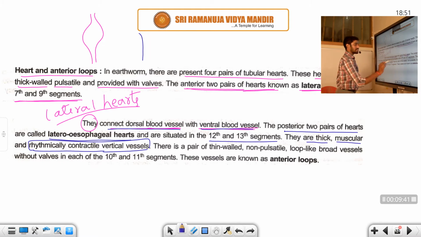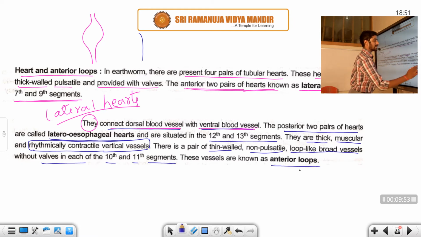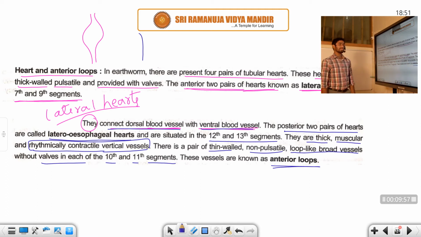There is a pair of thin walled, non-pellucid, loop-like broad vessels without walls in the 10th and 11th segments. These vessels are known as anterior loops. So students, up to now you know about the lateral hearts. There are other hearts also present. What are they?